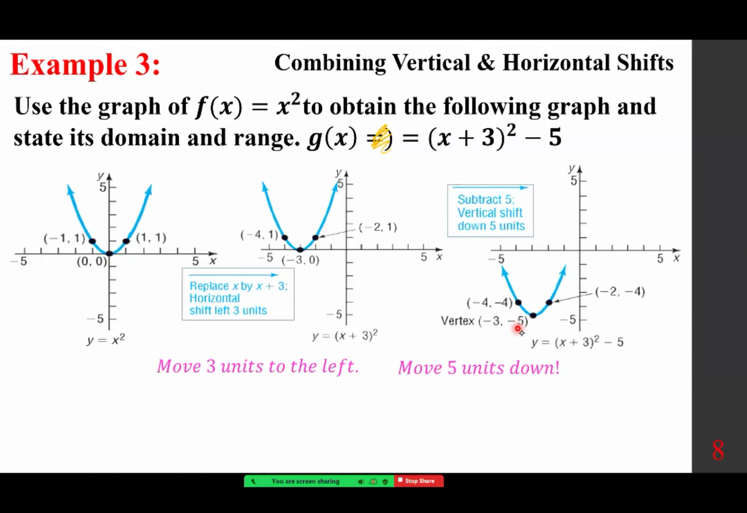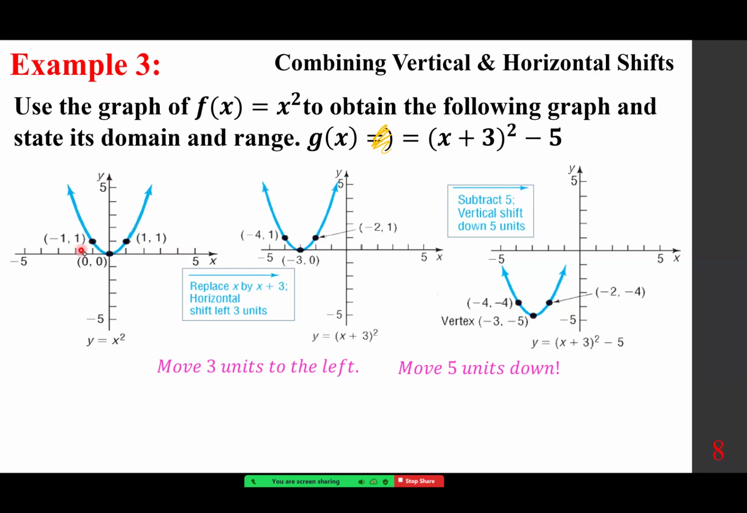Needless to say, you can look at other points. For example, negative 1, 1, negative 4, 1, okay? Negative 1, 1 becomes negative 4, 1. Negative 4, 1 becomes negative 4, 4, okay? 1, 1 becomes negative 2, 1, and now negative 2, negative 4. So you can look at three easy points, these three easy points, and notice that.